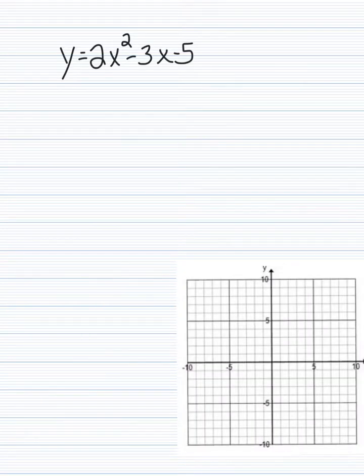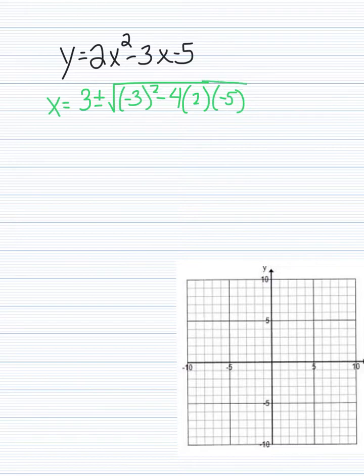All right, so hopefully you've given this a try and seen how to do it. And let's walk ourselves through it. So x equals the opposite of b. Okay, b is negative 3, so we're going to put positive 3 plus or minus the square root of b squared minus 4 times a times c all over 2a.